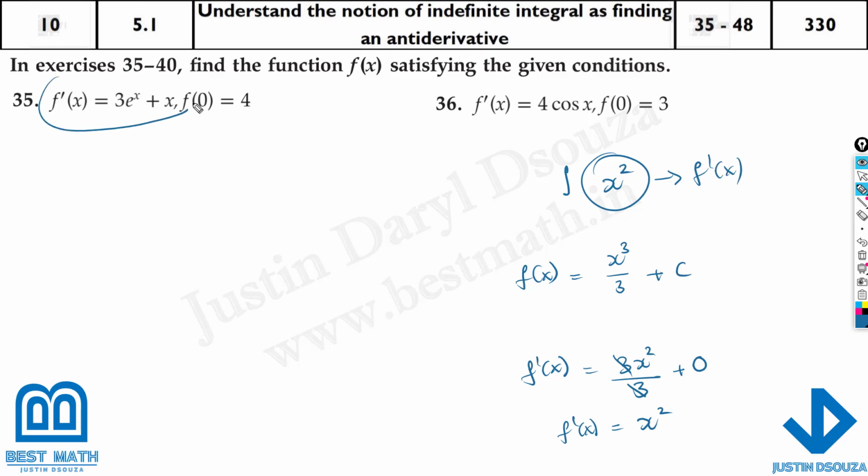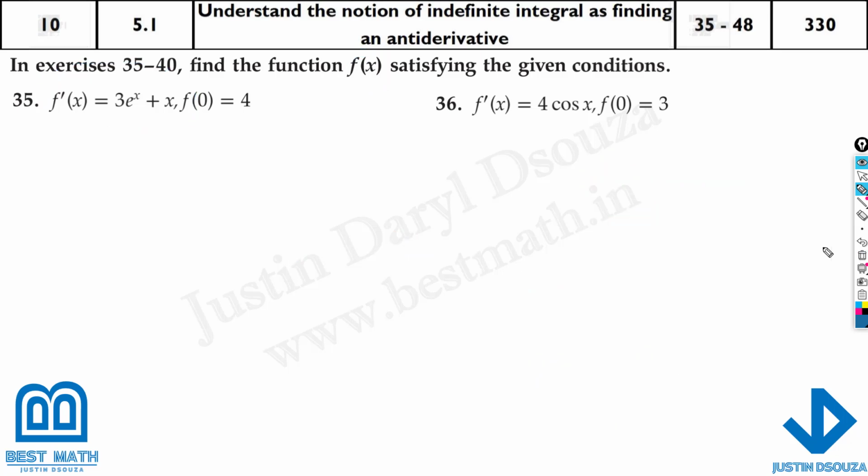So whenever they have given you this here, f dash of x, and then they tell you to find f of x, that means you are integrating this. So when you have a derived function, when you integrate it, you will get the function before it, that is f of x function. Here then we have f of 0 is equal to 4. Once you derive, see, let me just solve this quickly here. You have 3e to the power x plus x squared by 2 plus c. This is what? F of x, because we integrated this, anti-derived.